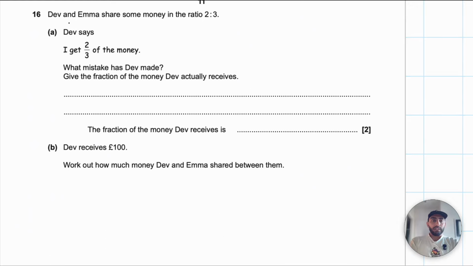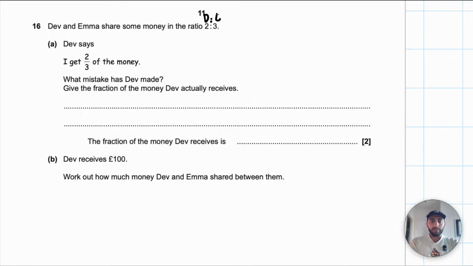Question 16. Dev and Emma share some money in the ratio 2:3. So that's Dev and that's Emma. Dev says, I get 2/3 of the money. If we take a look at Dev and Emma, how many parts are there in total? 2 and 3 is 5. That means there's 5 parts in total, and Dev is getting 2 of those parts. So he's getting 2 out of 5 parts.